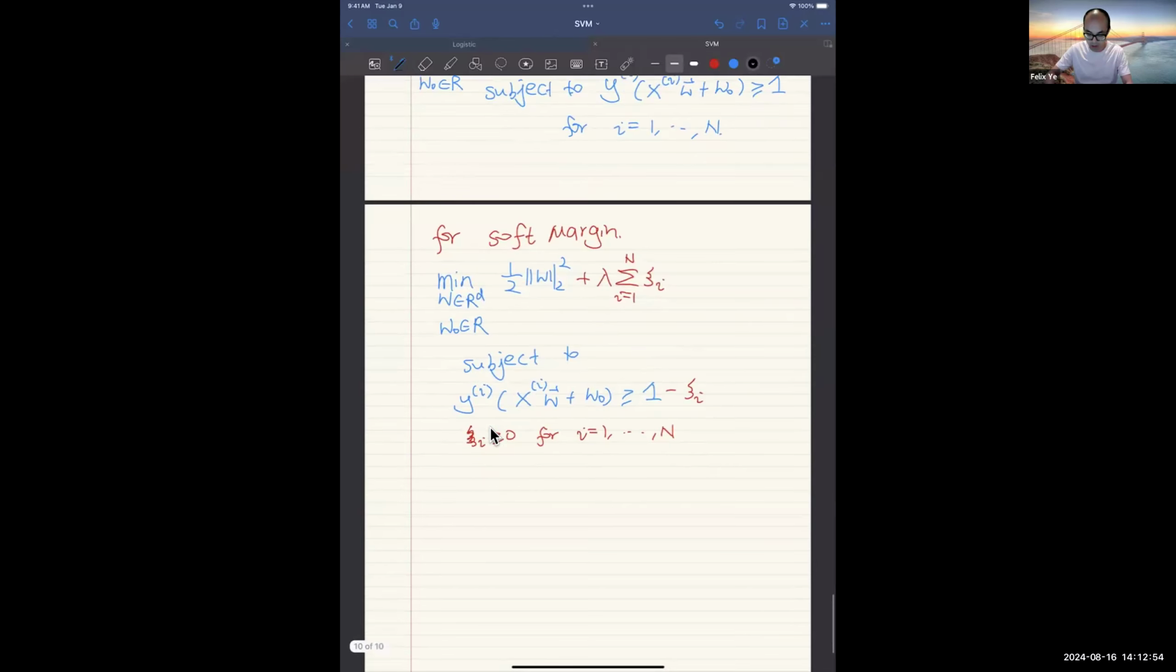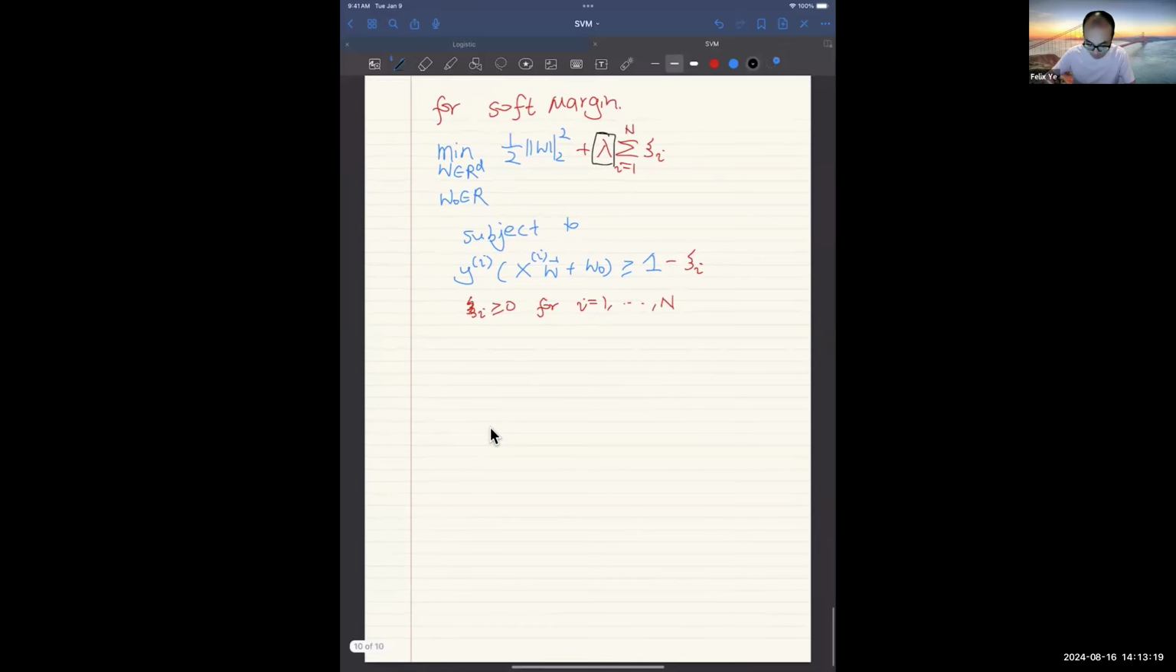So let me just rephrase things a little bit. This lambda is some predetermined regularization parameter. You can think about this as some regularization, where you need to balance the square of the weight versus the sum of the c right here. So the first thing is lambda is bigger than 0, some regularization term.